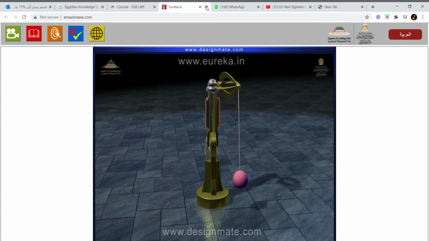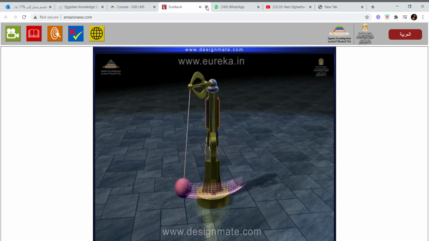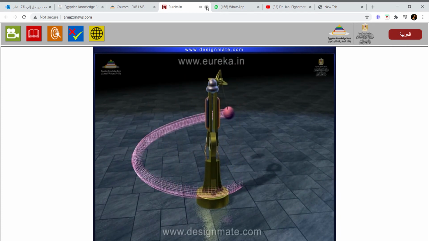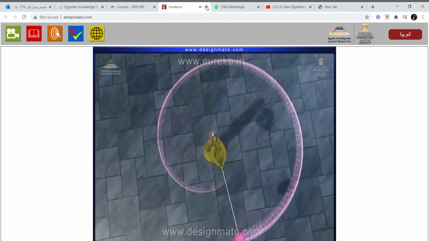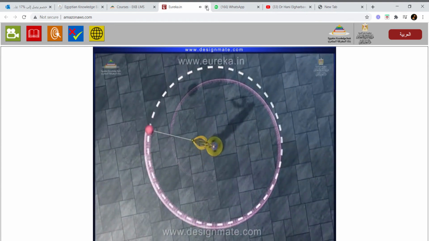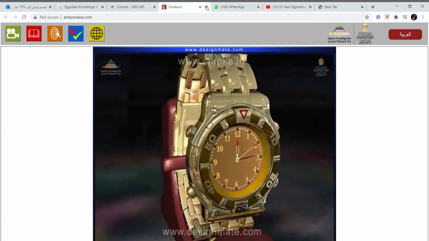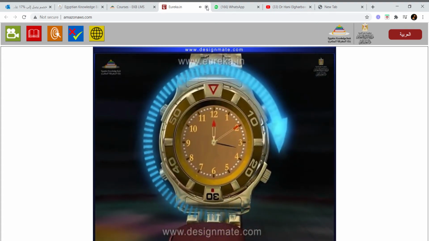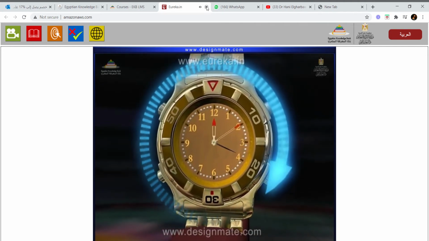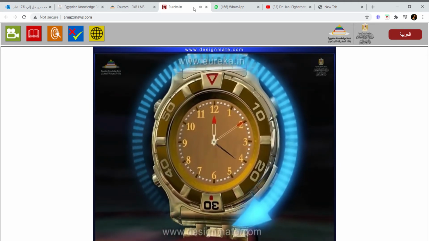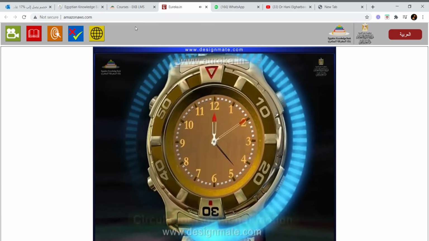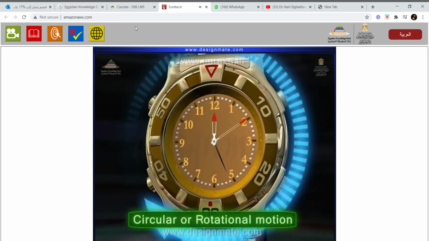Next, tie a ball to a string and rotate it. Observe the motion of the ball. It is observed that it moves along a circle. Similarly, hands of a watch also move in a circular path. Such a type of motion in which an object moves along a circular path is called a circular motion or rotational motion.